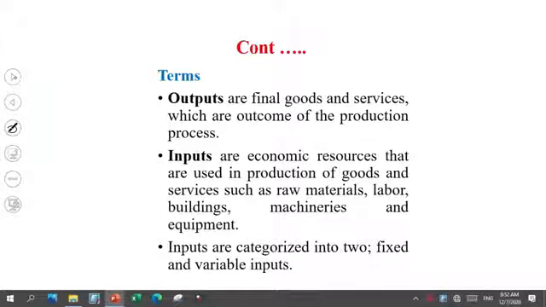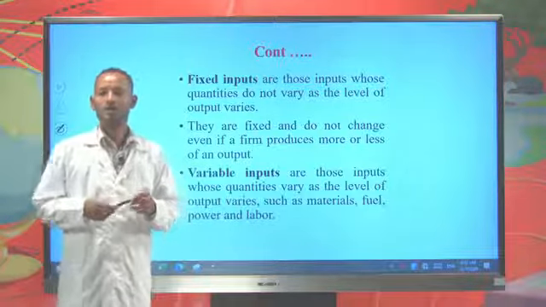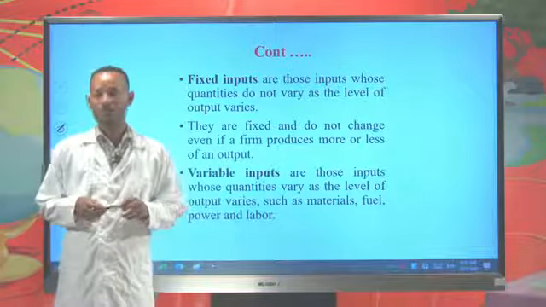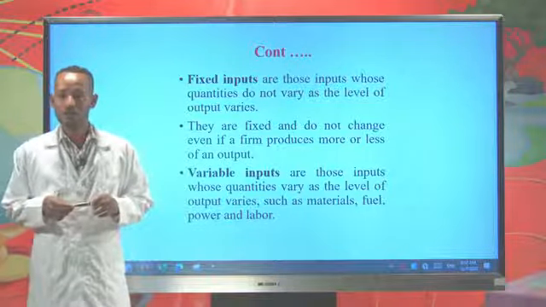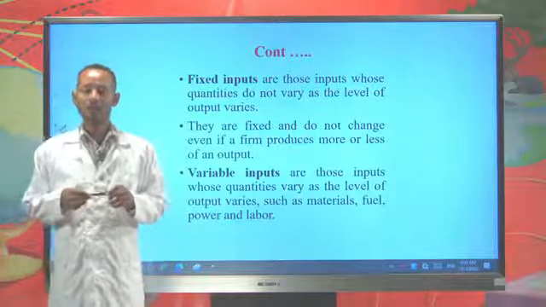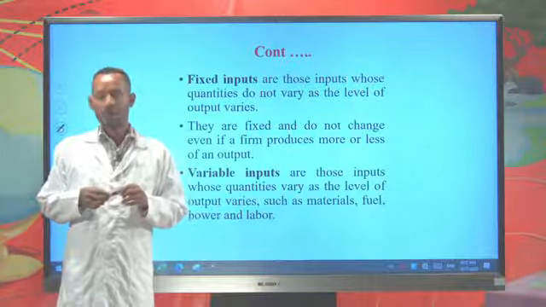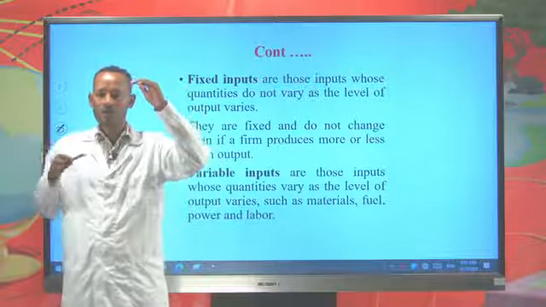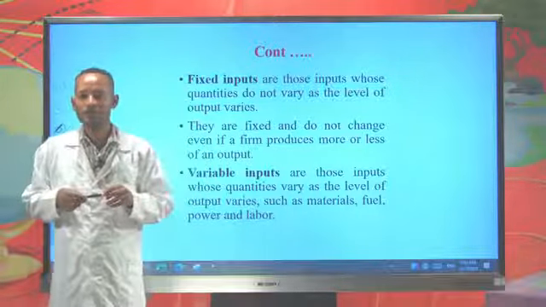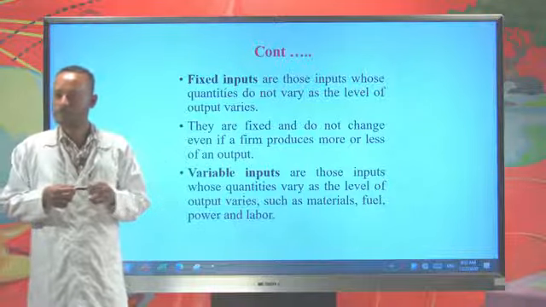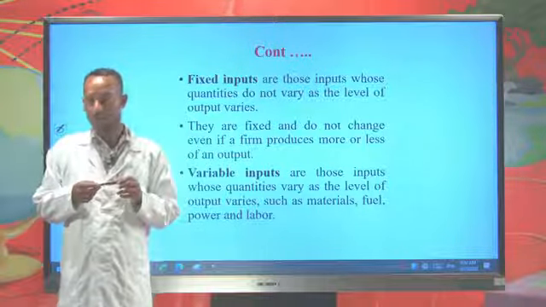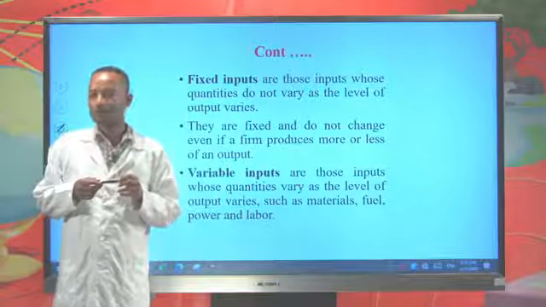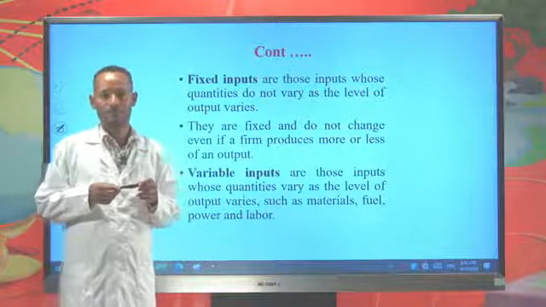These inputs are further categorized into 2 kinds called fixed inputs and variable inputs. Fixed inputs are those inputs whose quantities do not vary as the level of output varies. That means even though there is an increase in the level of output, if there is no change in the inputs used in production, such an input is categorized as a fixed input. For example, land and buildings are usually considered fixed inputs.